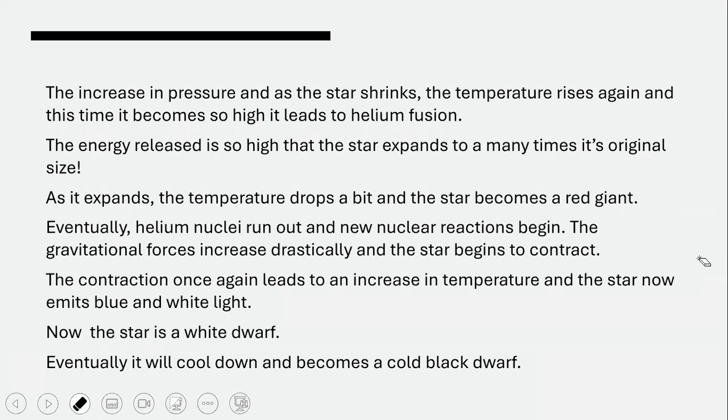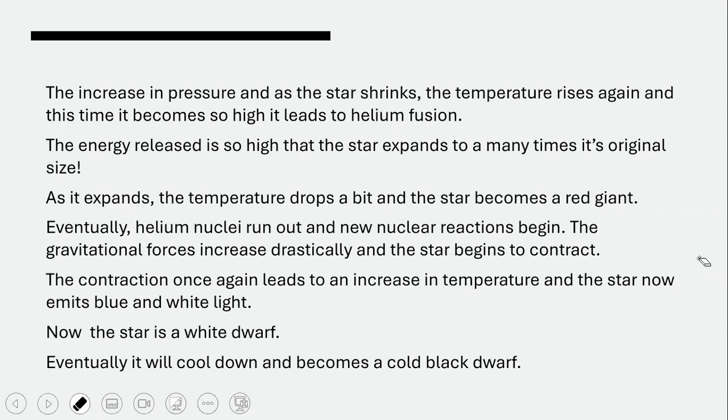an increase in temperature. So first, a drop in temperature, it becomes cold. That compresses the star. The gas comes together and the star shrinks, but that increases pressure. It increases pressure so much that now there is enough pressure for helium to start fusing, and the helium nuclei start fusing with each other.